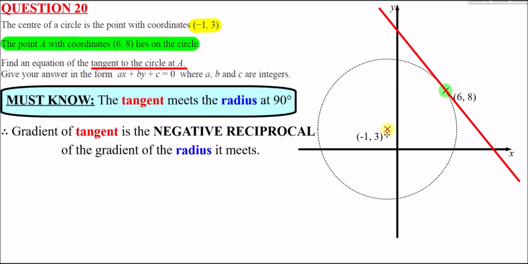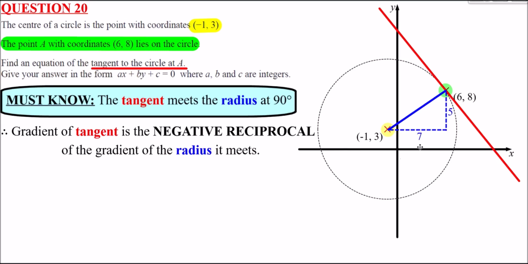So if that's the centre and 6, 8 is on the circumference, we can draw on a radius and then work out the gradient of this radius that meets the tangent. So if I just add the radius in a blue line, we can now think about the change in x and the change in y. That's how you work out the gradient. You need to do the change in y divided by the change in x. So think about the x-coordinates. Over here at minus 1, and it goes along to 6. So from minus 1 up to 6, that's a change of 7. And vertically, in the y direction, we've gone from 3 up to 8, so we've gone up by 5.